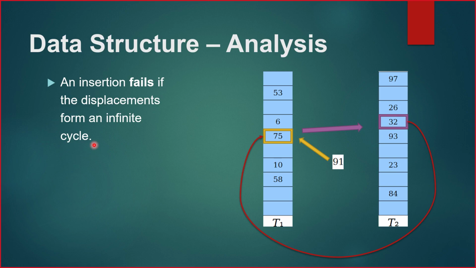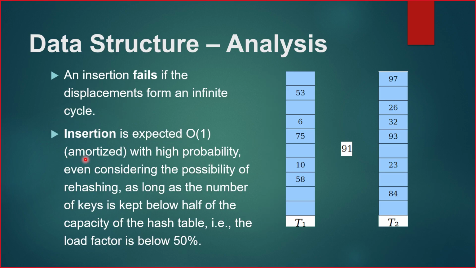If that happens, perform a rehash by choosing a new H1 and H2 and inserting all the elements back into the tables. Multiple rehashes might be necessary before this succeeds. Hence, insertion is amortized constant time.